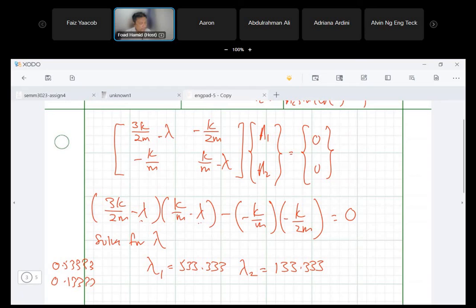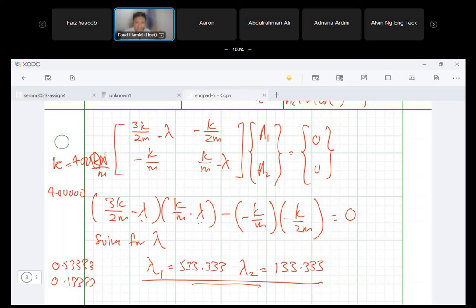Why is it wrong? Because your k is 400 kilonewton per meter, and you didn't factor out that k here. So it should be 400 k, 400 newton per meter. Okay, so this is the analytical solution. So in engineering, for example, for a 2-story building, there are 2 eigenvalues. For a 3-story building, there are 3 eigenvalues.